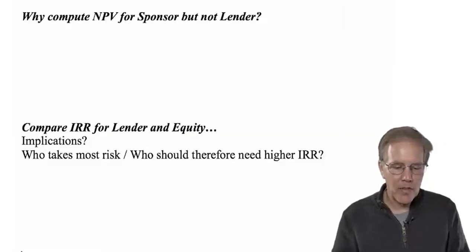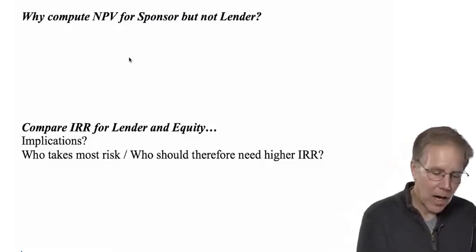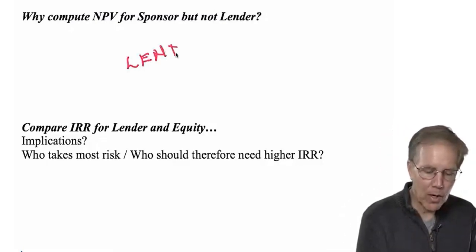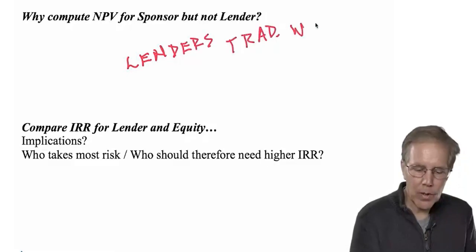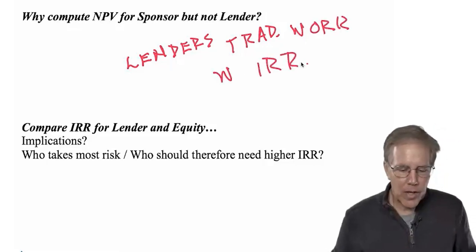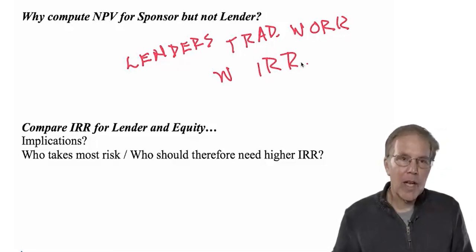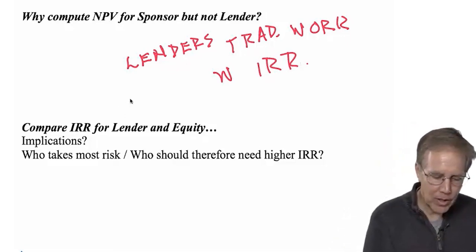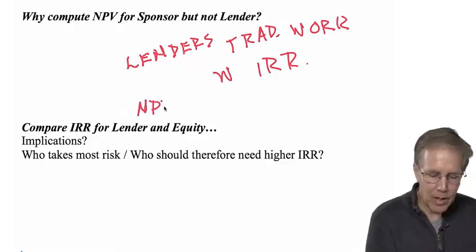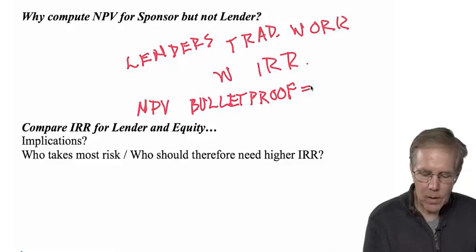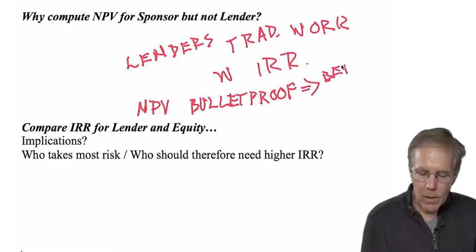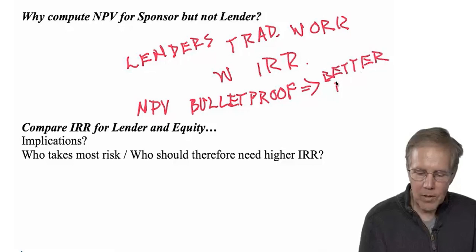So why compute the NPV for the sponsor but not the lender? Lenders just always work with IRR. Lenders traditionally work with IRR. Okay, and we want to compute the NPV for the sponsor because the NPV is bulletproof. Better for the sponsor.